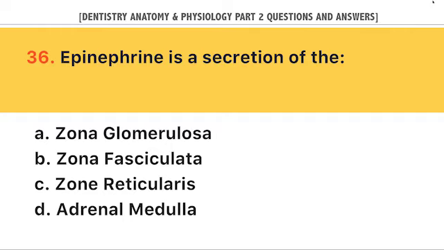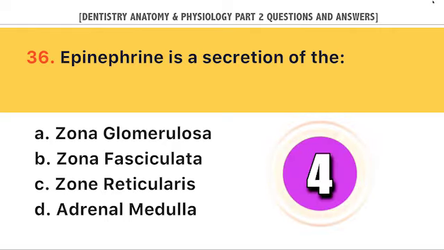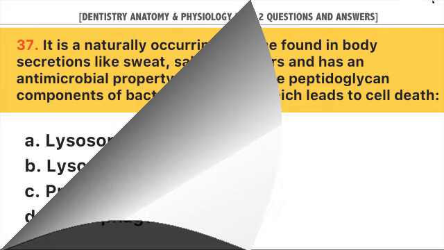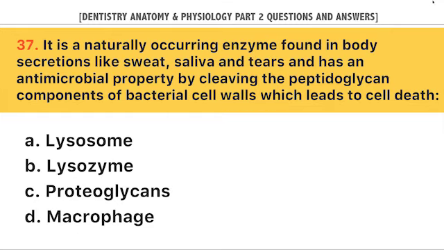Epinephrine is a secretion of the A. Zona glomerulosa, B. Zona fasciculata, C. Zona reticularis, D. Adrenal medulla. Answer D. Adrenal medulla.